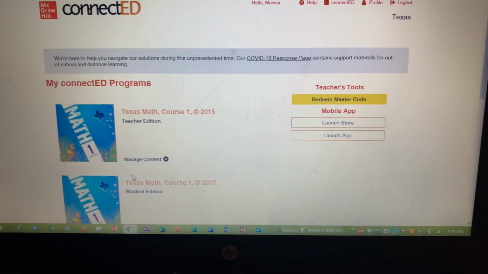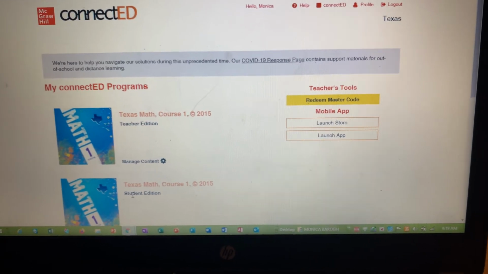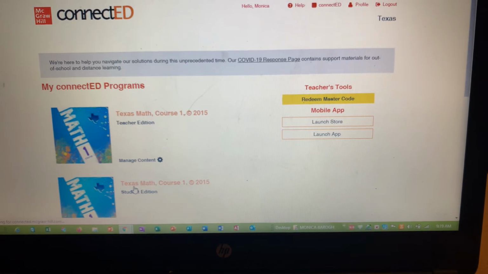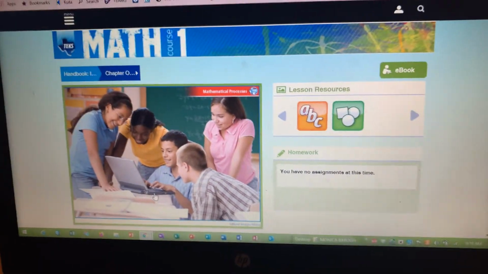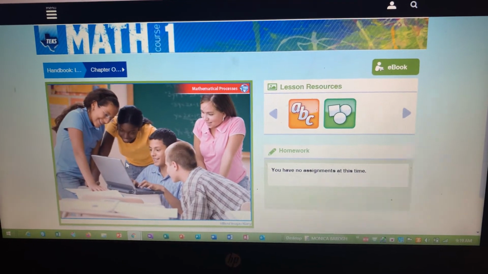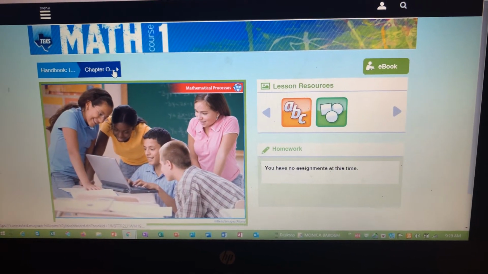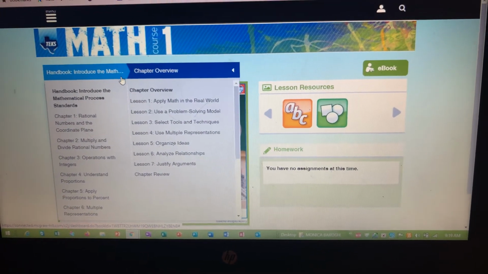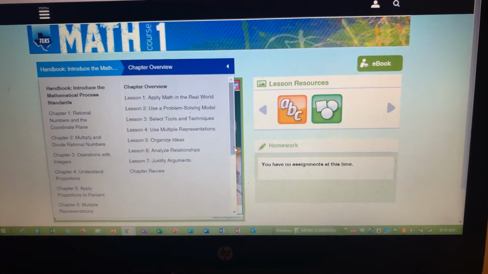Now, mine looks a little bit different because mine's the teacher. I'm going to click on Volume 1 Student Edition. Okay, so in Volume 1 Student Edition, I can go up here to the top and I can click on, let's say, Chapter 8. Chapter 8 had inequalities, which is where we left off. We were finishing up that before spring break.